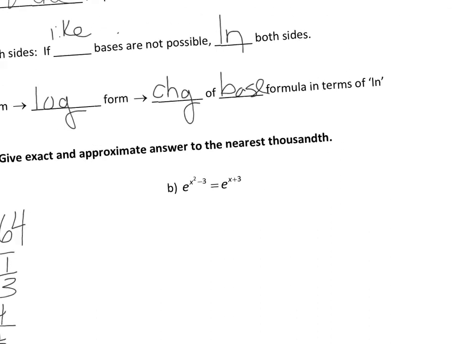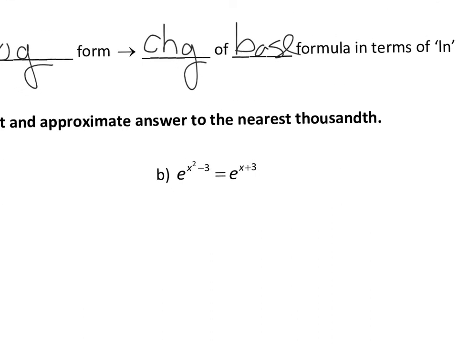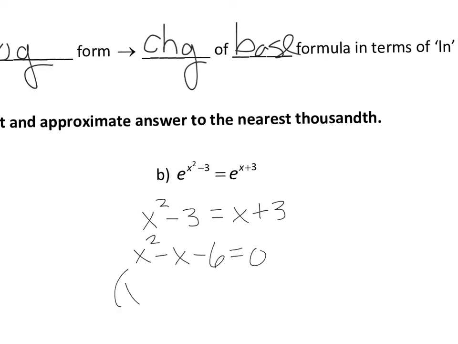So we look at B, we see the bases are the same, e and e are the same, so we set the exponents equal. x squared minus 3 equals x plus 3. You go, oh, that's quadratic, move all terms to one side. Factors that multiply to be negative 6 and add to be negative 1 would be negative 3 and positive 2.